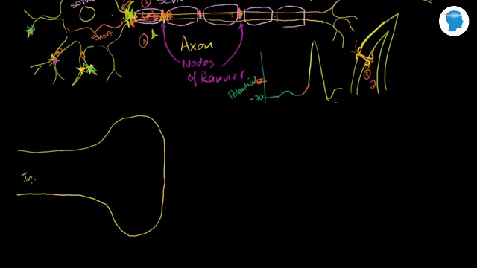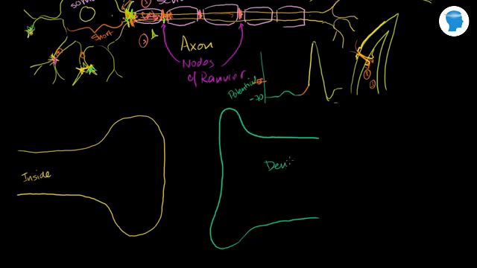This is inside. This is inside the neuron. And then the next dendrite, let me draw it right here. The dendrite of the next neuron. Let me put it right there. So we've really zoomed in. So this is the dendrite of the next neuron. This is inside the first neuron.